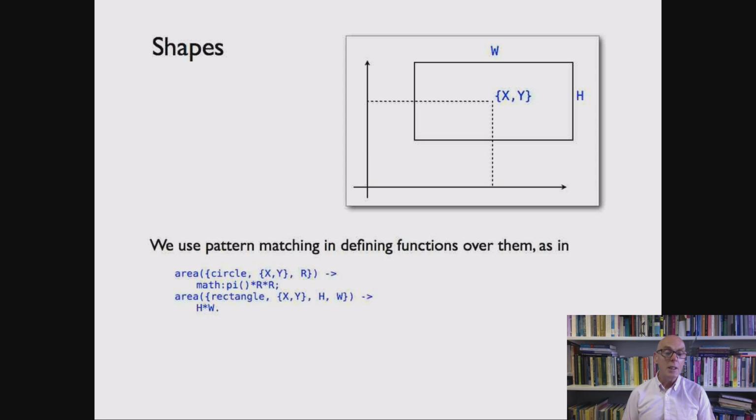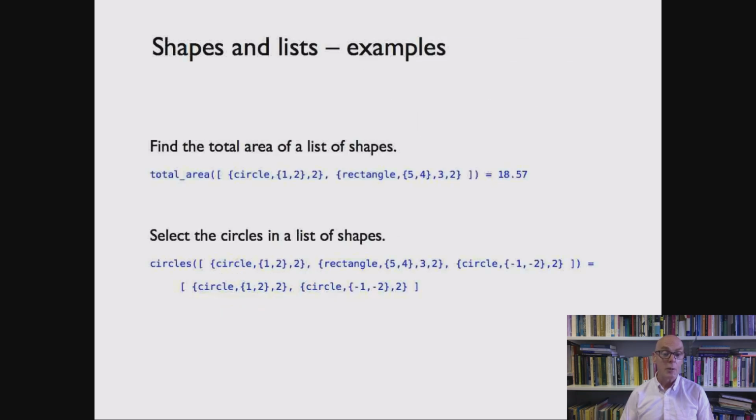And we use pattern matching in defining functions over them. So if we were giving the area, we'd have two cases. One case for a circle, where for a circle with centre x, y and radius r, the area is math pi times r squared, and in the case of a rectangle with height h and width w, the answer is h times w. So remember, we use pattern matching there to distinguish between the two cases of circles and rectangles, and also to extract components. We extract the radius as r, and h and w in the case of the rectangle. So there we use pattern matching.